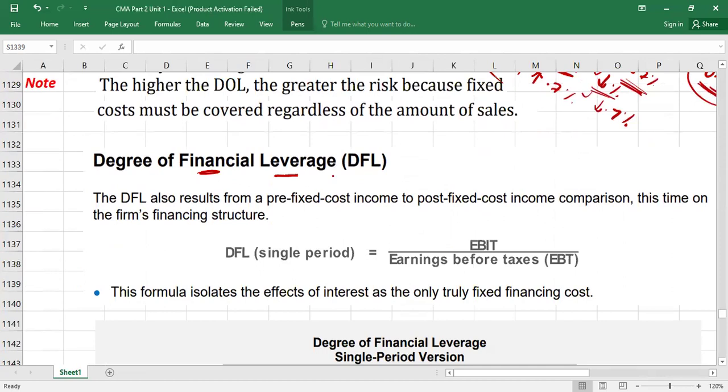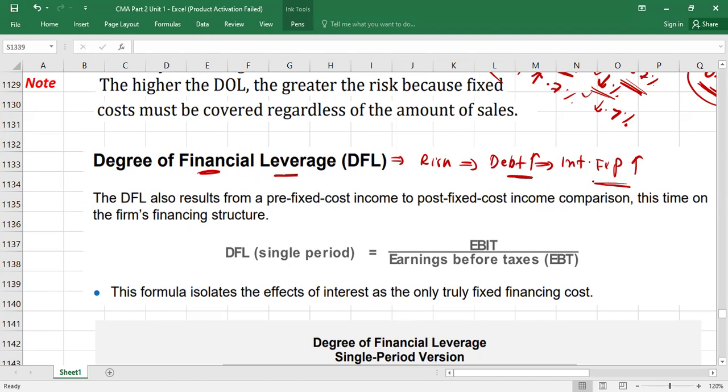Financial leverage also represents risk. But this risk arises due to your financing decision, or your capital structure decision. For example, this risk will arise due to the usage of debt. If you are using more debt in your capital structure, obviously you have to pay more interest expense also. So high usage of debt will increase your risk, and less usage of debt will decrease your risk. But what the effect on earnings will be, I'll tell you later.